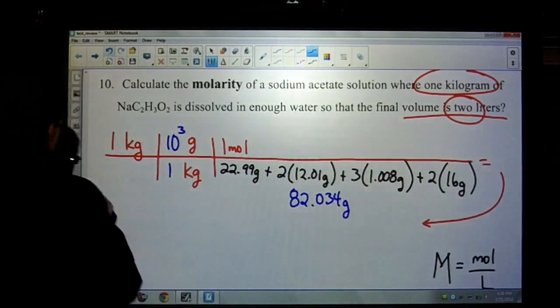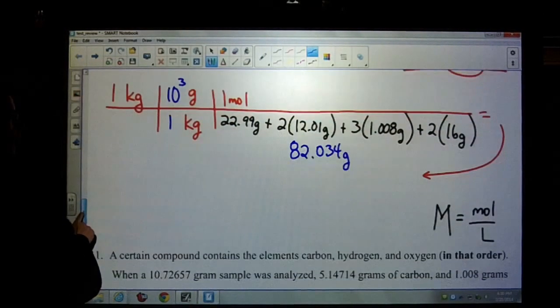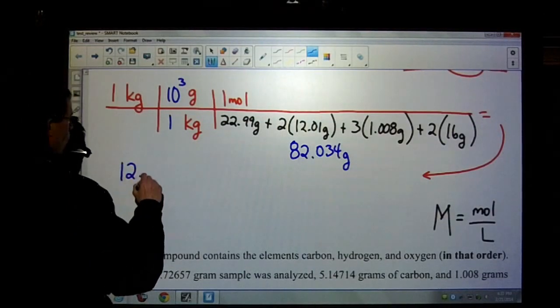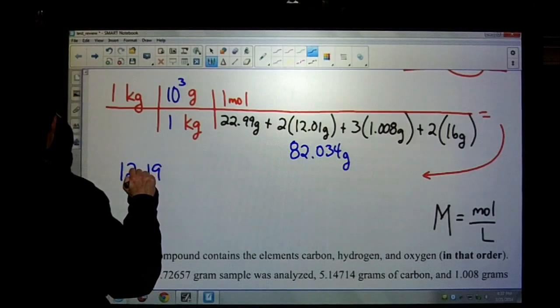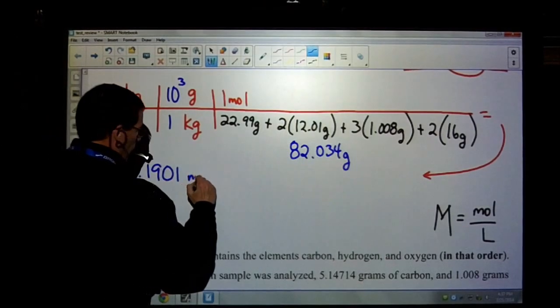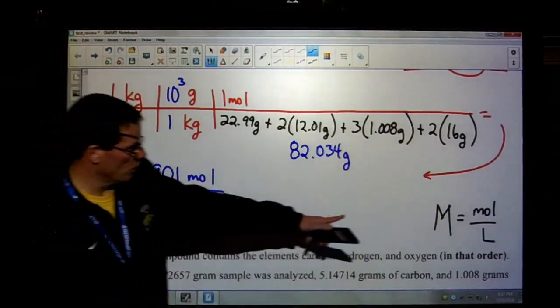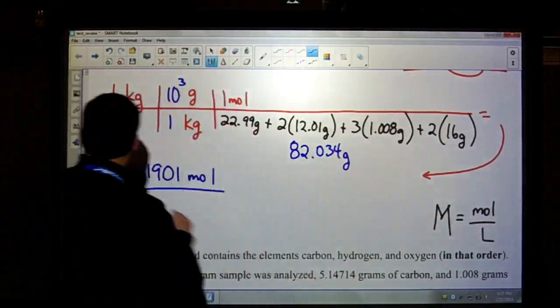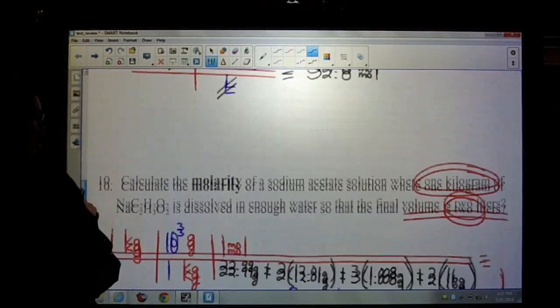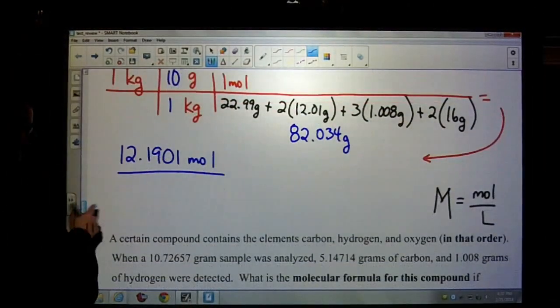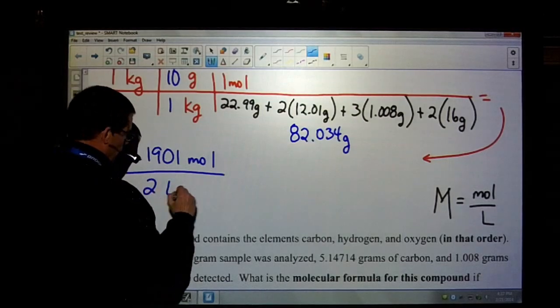12.01. Let's see here. So I have 12.19. I don't want to round too much just yet. Okay, because this is not my final answer. So I need to find the molarity. So I need to find out what is my total volume again. 2 liters, so I'm going to take this. I need to find the molarity, so I'm going to divide it by 2 liters.